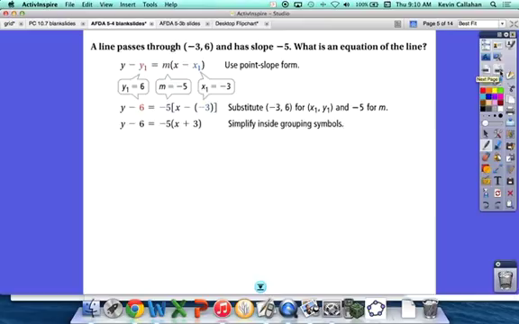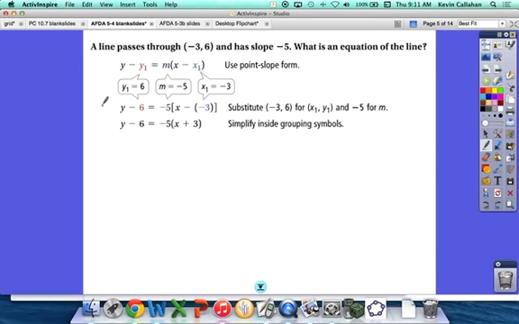So a line passes through a point, negative 3, 6, and has a slope of negative 5. What's the equation of the line? Now, you can see this whole section is about point slope, so we're using that form of the line, and we're going to plug in for the x1 the negative 3, y1 is the 6, and the m is negative 5.